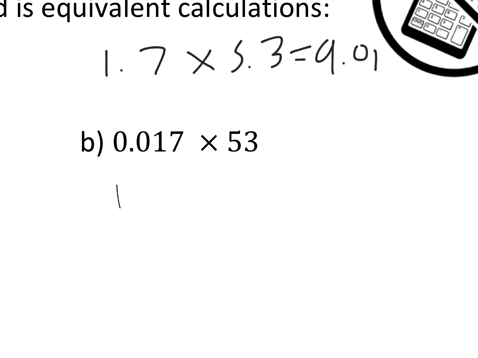If we had 1.7 times 53, we're making the 5.3 10 times bigger. We're multiplying the 1.7 by something that's 10 times bigger. So the answer would be 90.1. But that isn't actually the question we were asked. We were asked to multiply by 53, but 53 has to multiply by 0.017. So what effect will this have if we're going to now multiply by 0.017?